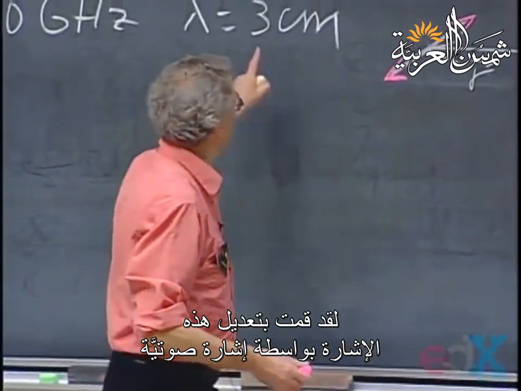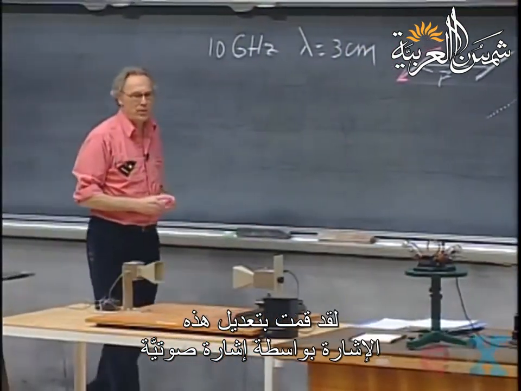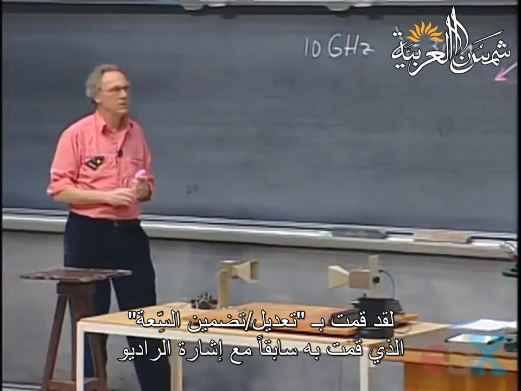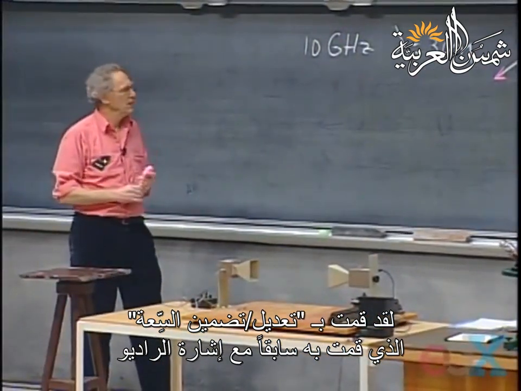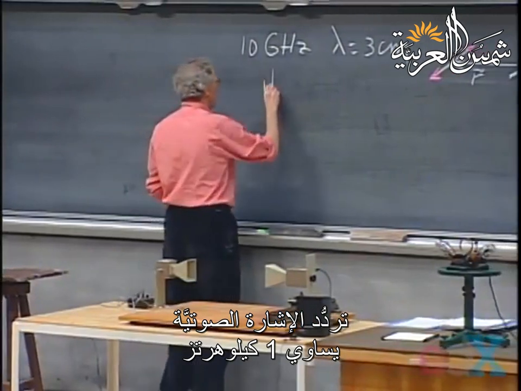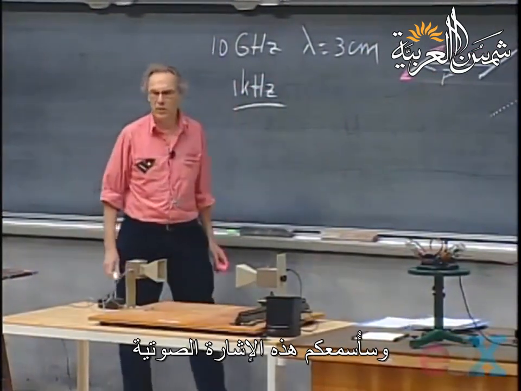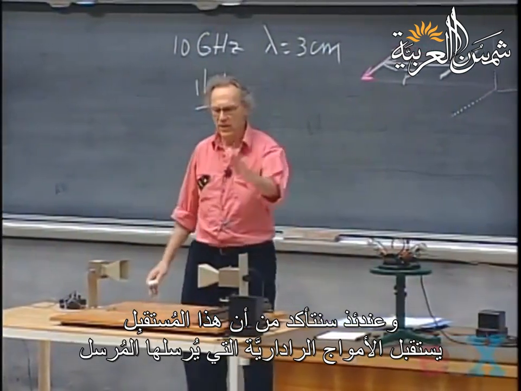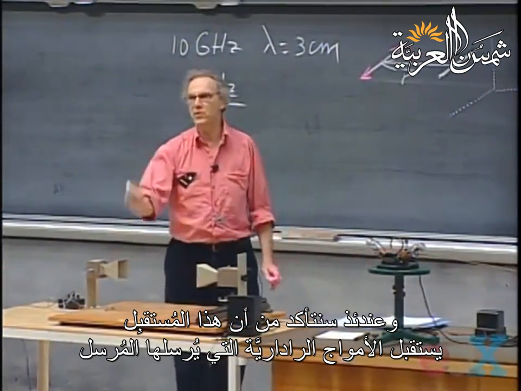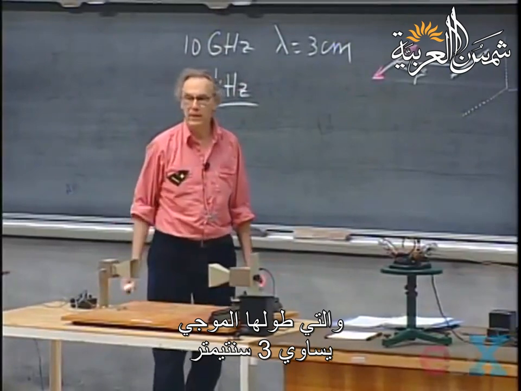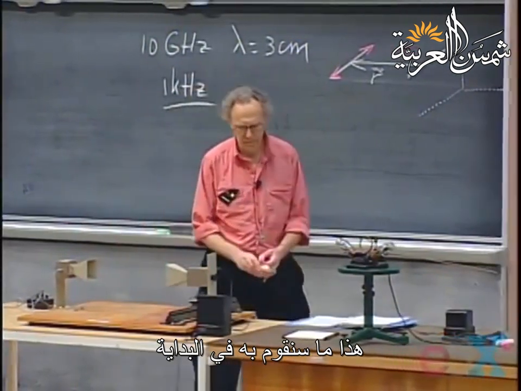We have modulated this signal with an audio signal, amplitude modulation, as we discussed earlier, that you also use with radios. And we modulate it with approximately 1 kilohertz audio signal. And we'll make you listen to that audio signal. And you can tell then that this receiver is indeed receiving the 3 centimeter radar from this transmitter. That's what we will first do.